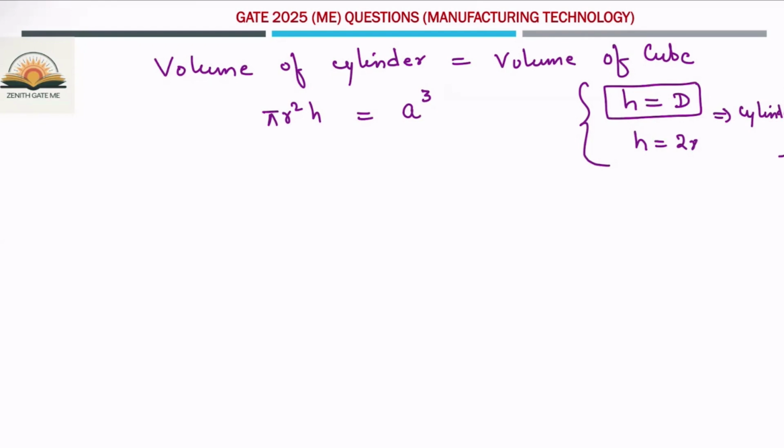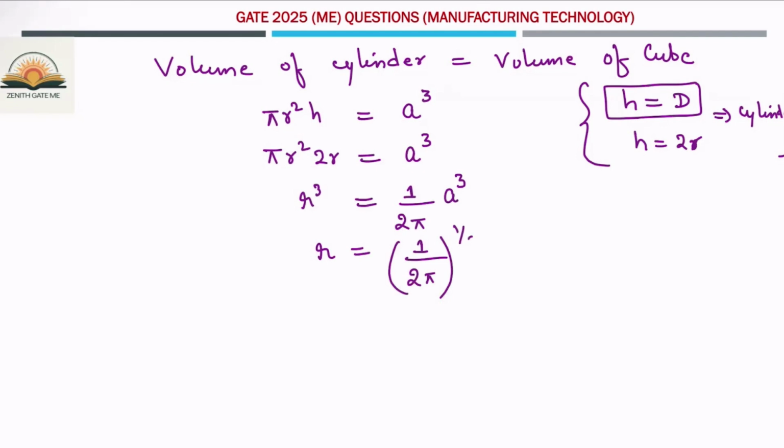Okay, so h is equal to 2r is given. So I will put this value here, 2 pi r cube equals a cube. So that means r cube equals 1 by 2 pi into a cube. So from here, I will get the relation between r and a. The r value is nothing but 1 by 2 pi to the power of 1 by 3 into a. If you calculate this value, you will get 0.54 into a. Okay, so you got the relation between r and a.